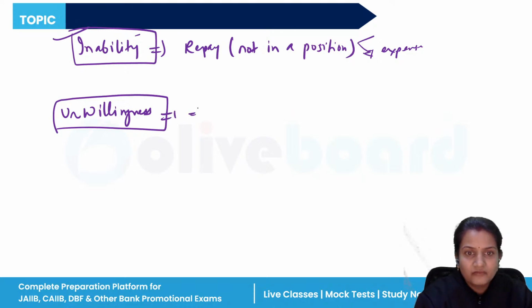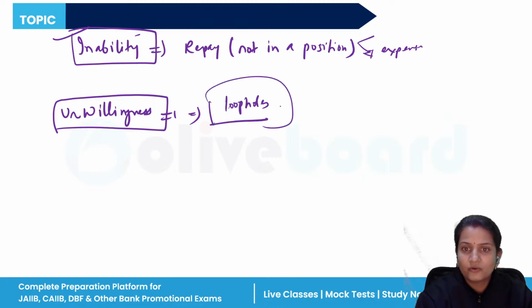Now, what is unwillingness? Unwillingness means you have the money, you are in a position to repay the money, but you are finding the loophole. How to stay away, how to default in this case, how not to repay the loan. You are finding the ways. That is unwillingness. You are able to repay the money, but you don't want to repay the amount. And in inability, you are not in a position to repay the amount.